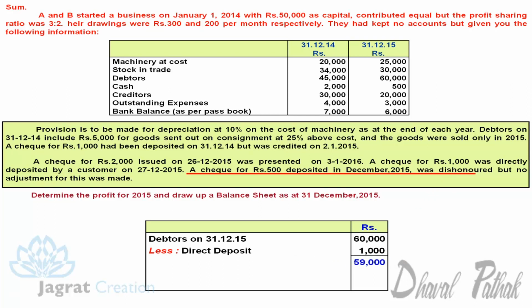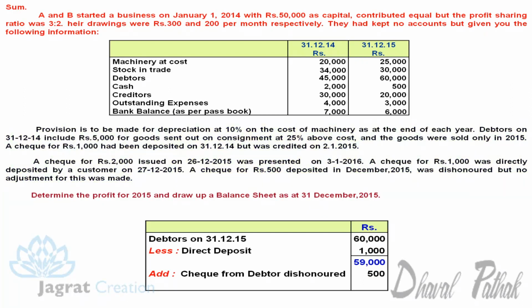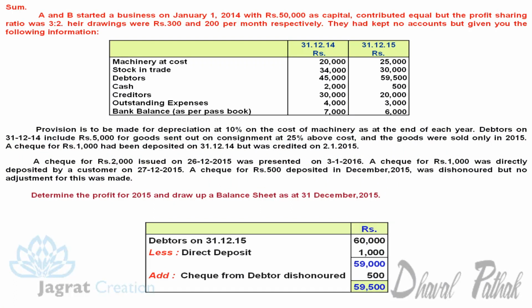Now similarly, check of 500 deposited was dishonored. So when the check was received from the customer and deposited, debtors balance has gone down. But when such a check gets dishonored, debtors balance increases. So check dishonored will be added to the debtors balance. So 59,500 is the amended balance. Now after making all these changes, I will start preparing statement of affairs.